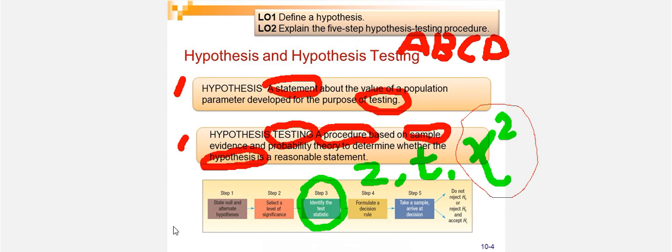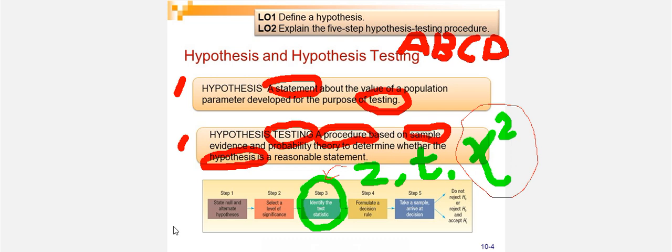Ini dipanggil chi-square. Chi-square. So kita akan guna all method dalam step number 3. Because we identify the testing procedure. Okay, thank you.